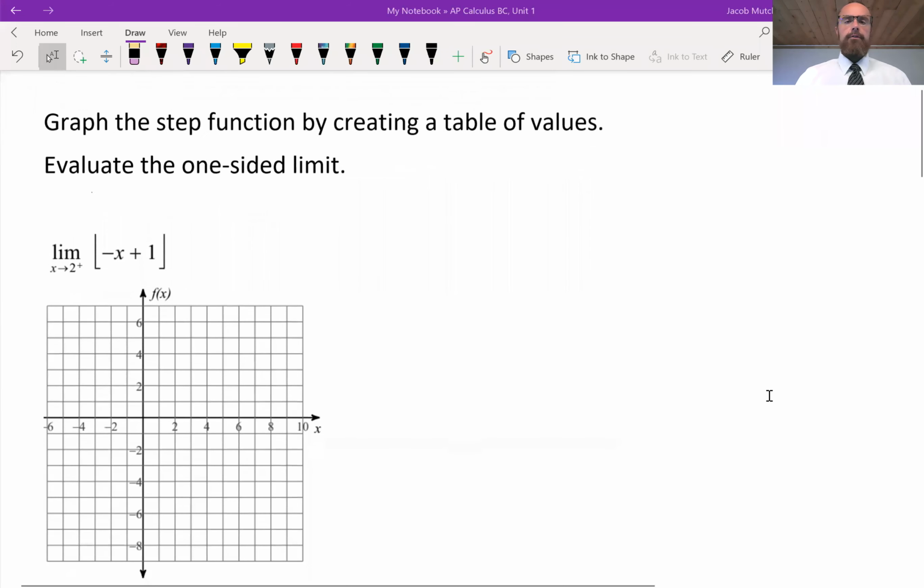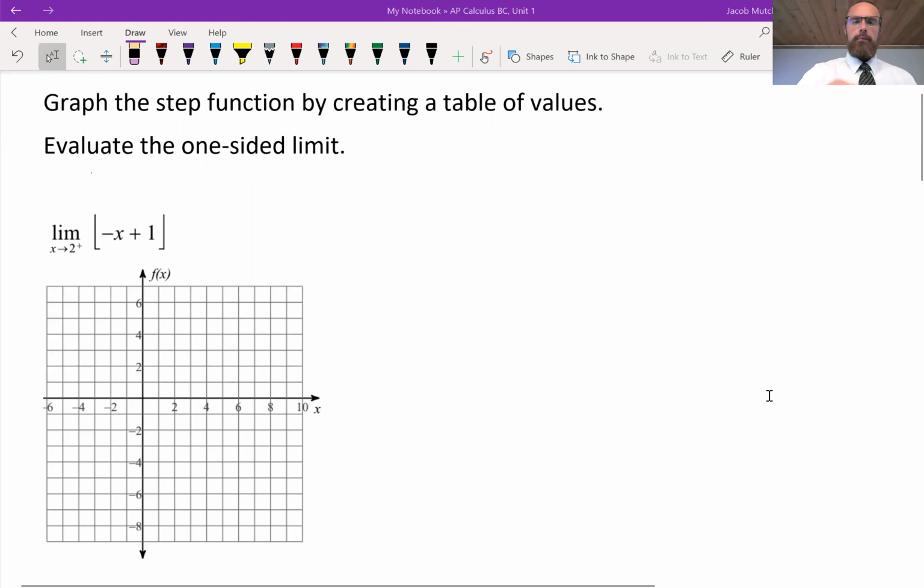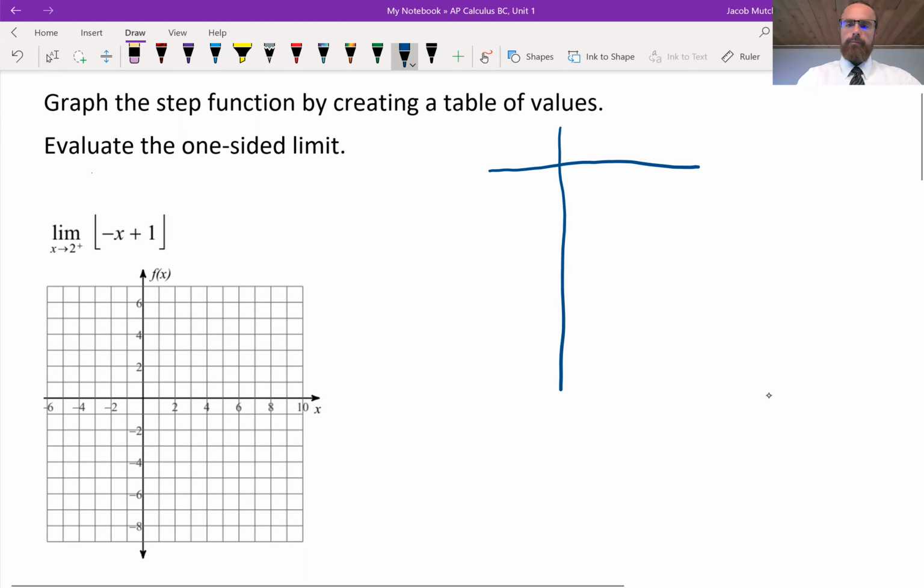We want to graph the step function by creating a table of values, and then we want to evaluate the one-sided limit. So let's take a look at the table of values to begin. We have in the past used -2 through +2. For a step function though, I want to be sure to include some decimal values in between the integers. Now I need to catch where I'm looking for the limit. So the limit is around +2.